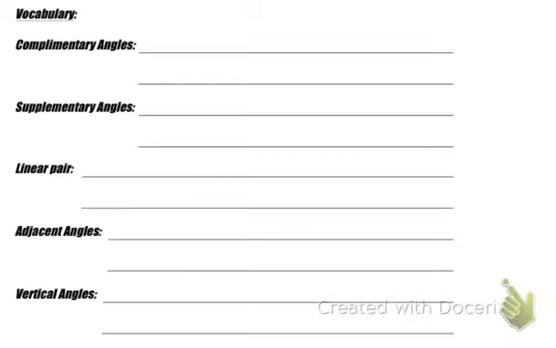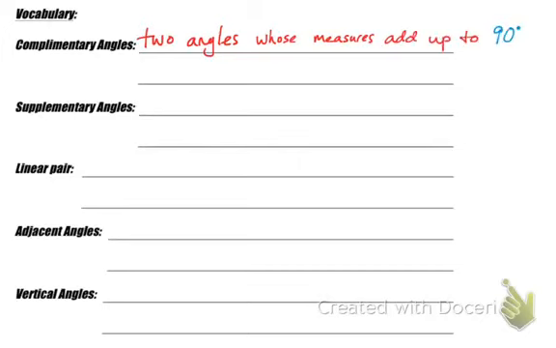Hey everybody, in this video we're going to learn how to describe special angle pair relationships. So the first definition we're going to talk about is complementary angles. Complementary angles are two angles whose measures add up to 90 degrees. So any angle measurements, if the two measurements add up to 90 degrees, then they are considered complementary angles. For supplementary angles, these are two angles whose measures add up to 180 degrees.